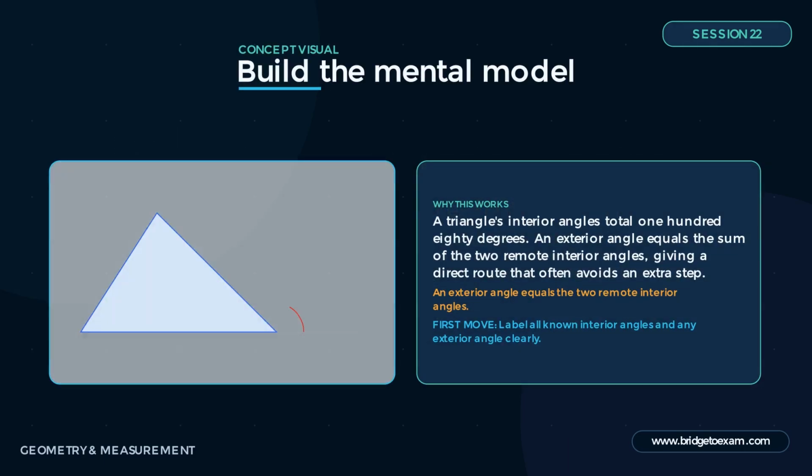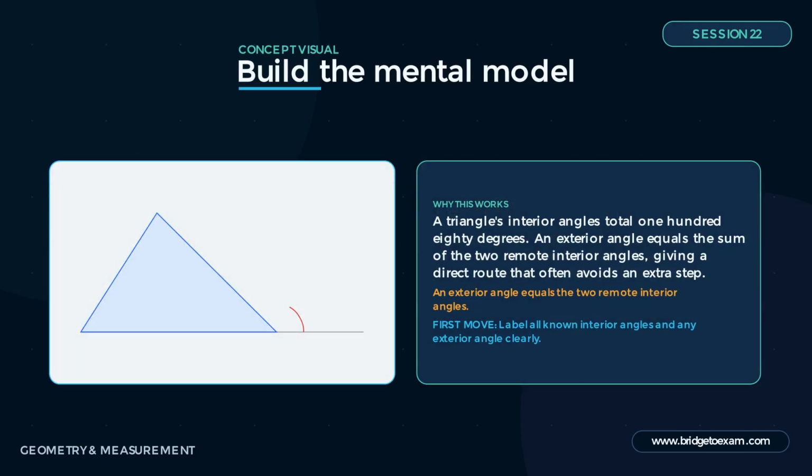Start with the concept visual. An exterior angle equals the two remote interior angles. The triangle markings add side and angle information. Read every label as evidence about what is known, what is unknown, and which measurements actually belong in the model.